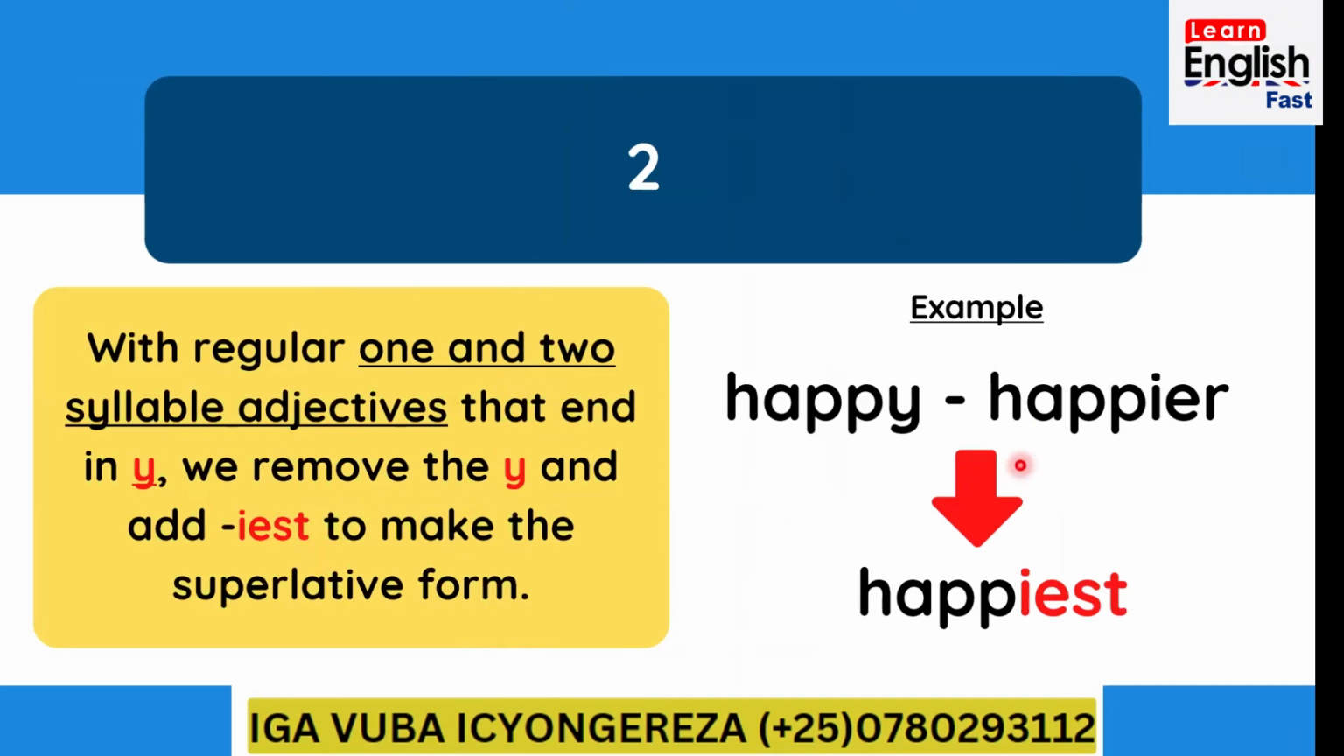Happy, happier muri comparative. Happy no wishimye, comparative happier wishimye gusumbyaho, wishimye nono uwishimye gusumbya bose, that is happiest. You can say I'm the happiest man in the world. Ninjye mugabo wishimye gusumbya abandi bose ku isi. Cyangwa se I'm the happiest mom in the world. Ninjye mama wishimye gusumbya abandi ba mama mu isi yose.